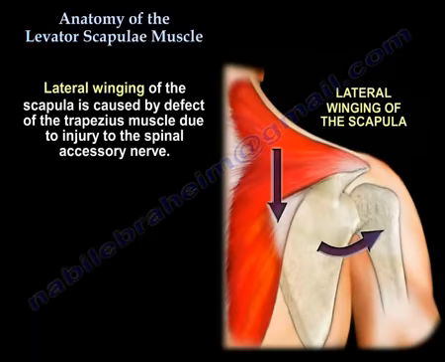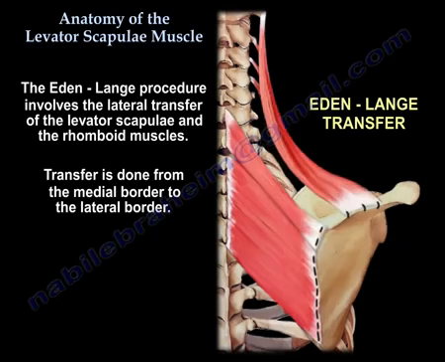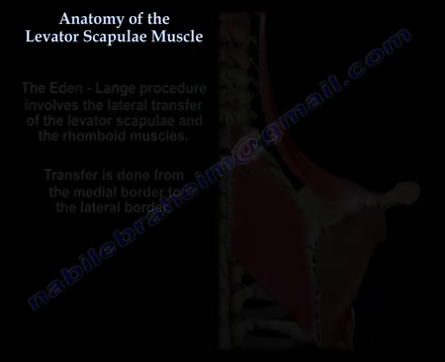In this case, they use the Eden-Lange transfer, which lateralizes the levator scapulae and the rhomboids. You transfer from the medial border to the lateral border.